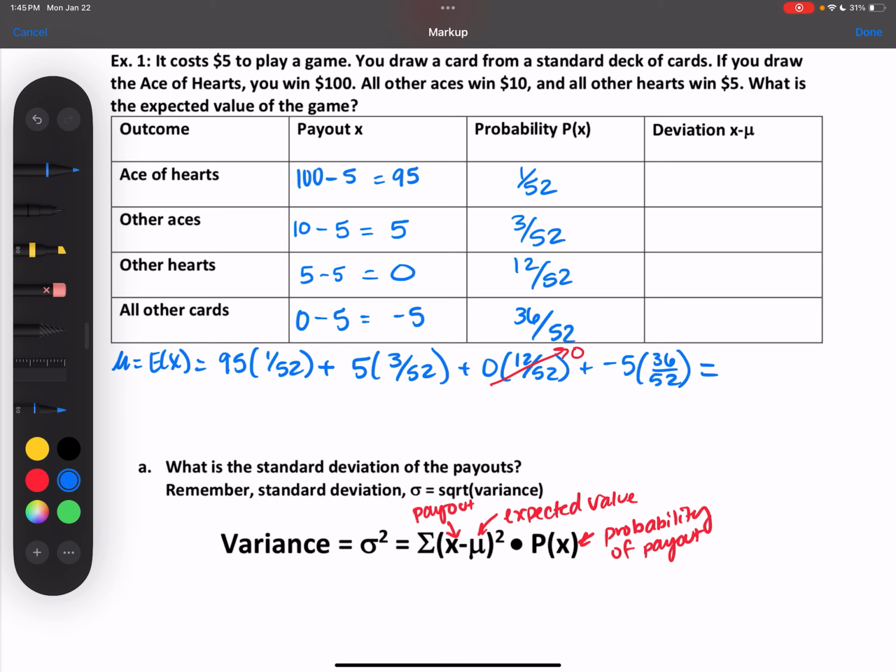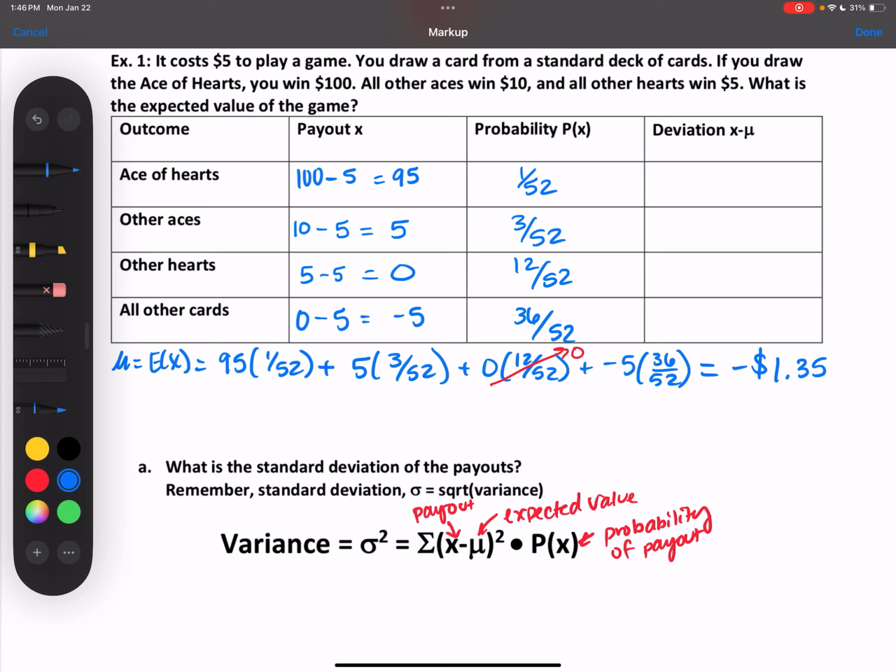How far up do you want us to round? It's money, so negative 1.35. So minus $1.35. Now, that's the expected value when we account for the fact that we paid $5 to play. But I'm also going to show you what the expected value would be if we didn't pay the $5 to play, if we just did the winning part.